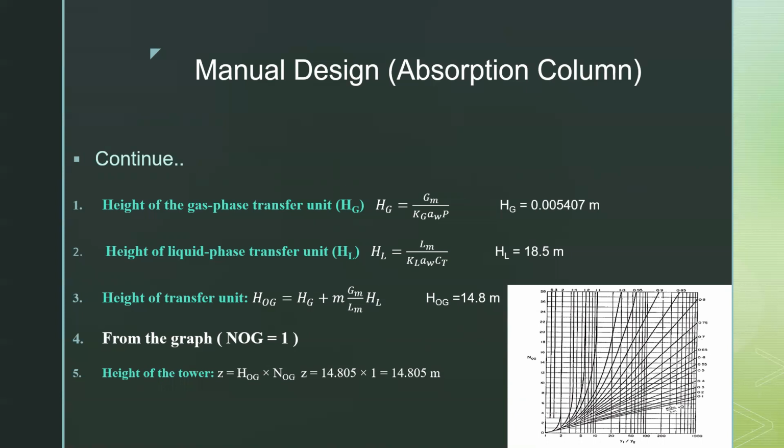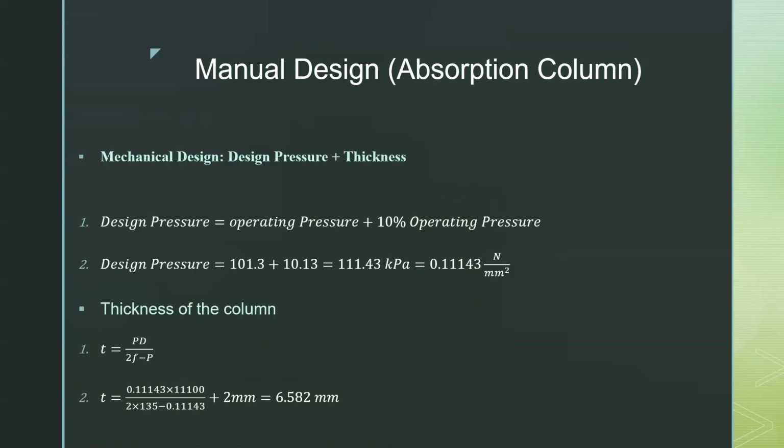After that, to calculate the height of the tower, we obtain the number of transfer units from the graph as shown, which is 1. And finally, the height of the tower will be 14.805 meters. Now, my friend Abdurrahman will continue the presentation.